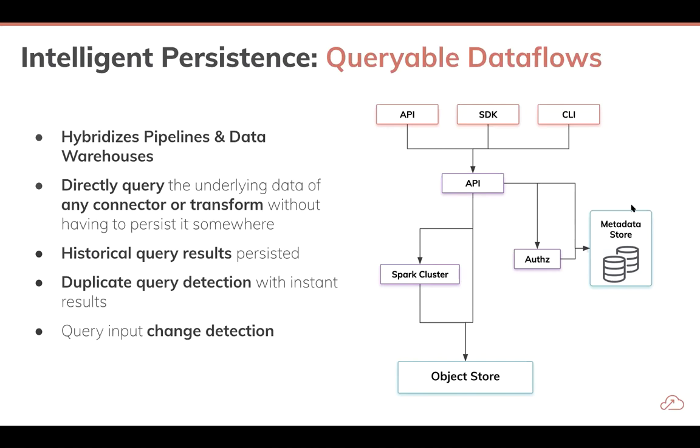Yet with queryable data flows, because we have this intelligent persistence, we can actually now hybridize the pipeline and data warehouse method and dynamically query each and every single stage of a data pipeline as if it were a table. And we get the benefit of doing so by using the same Spark infrastructure that we have today, that's auto-scaled, that's performant. Moreover, we get all of the control plane benefits around deduplication. We get to persist our historical queries. We know whether or not a query has been run before and can just instantly return the results. Or if the inputs for that query have changed since the last time we ran it, there's intelligent change detection, and we can notify the user and they can rerun it if they so choose.